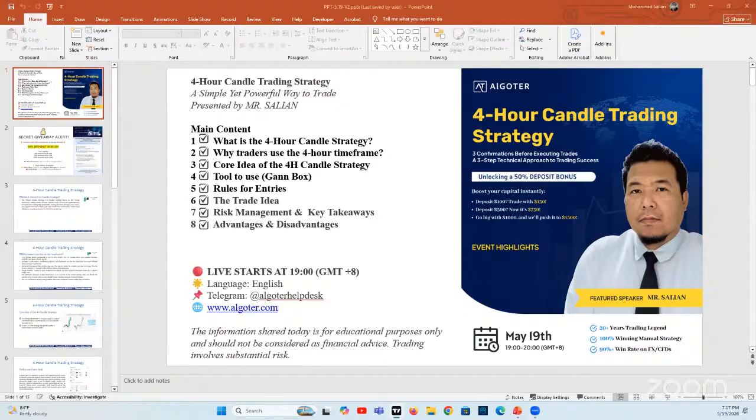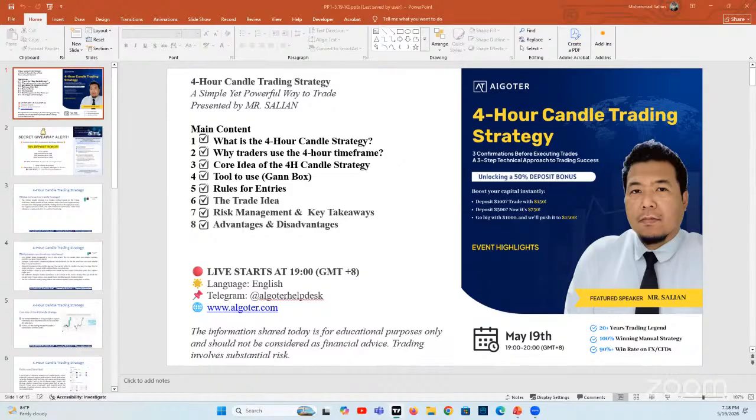of another strategy. And I believe this is one of the good ones because it's recurring every 4 hours, right? So it's called the 4-hour candle trading strategy. Okay, based on the 4-hour candle.